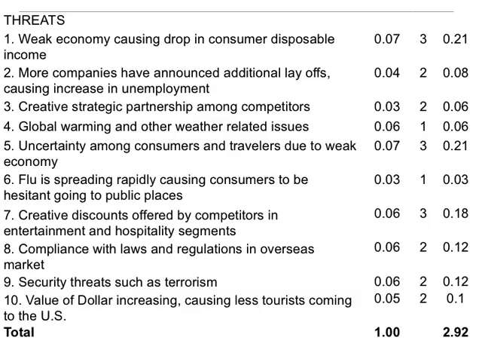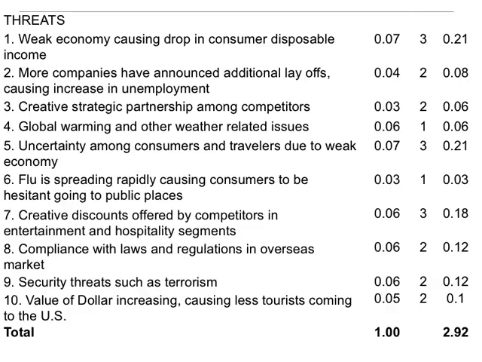Now, a similar thing here. For threats, you have your weights that are different. So the higher weight for threats assumes it is more important, which means your emphasis should be on, first, the uncertainty among consumers and travelers due to the weak economy. That's where I put my emphasis in my threats. And the second area of emphasis: the weak economy, number one, causing a drop in consumer disposable income.